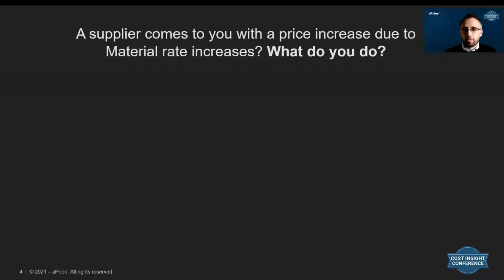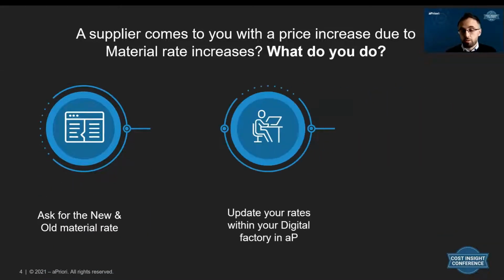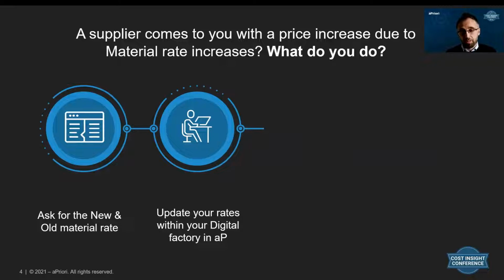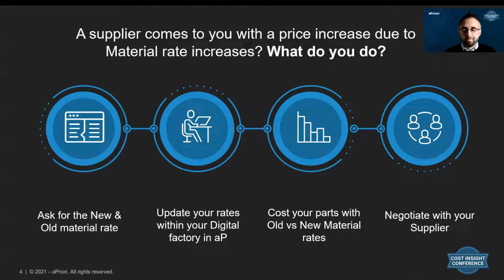So let's say, for example, a supplier comes to you with a price increase due to a material rate increase. What would you do? So firstly, you'll ask for the new and the old material rates. You'll take those rates and you'll update them within your digital factory in aPriori. You'll then cost your parts with the old versus new material rates so that you can check what aPriori says the percentage difference is. Therefore, if a supplier has stated that prices have perhaps increased 15% across the board, you can then check what percentage of cost is truly due to material, and then that puts you in a strong position to then finally negotiate with your supplier.